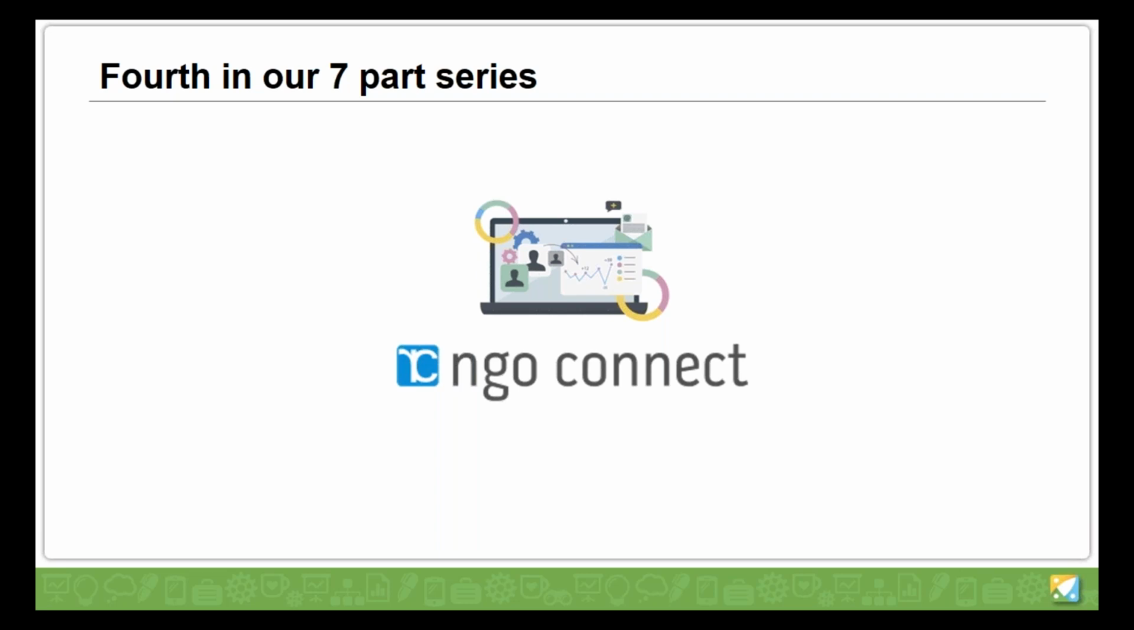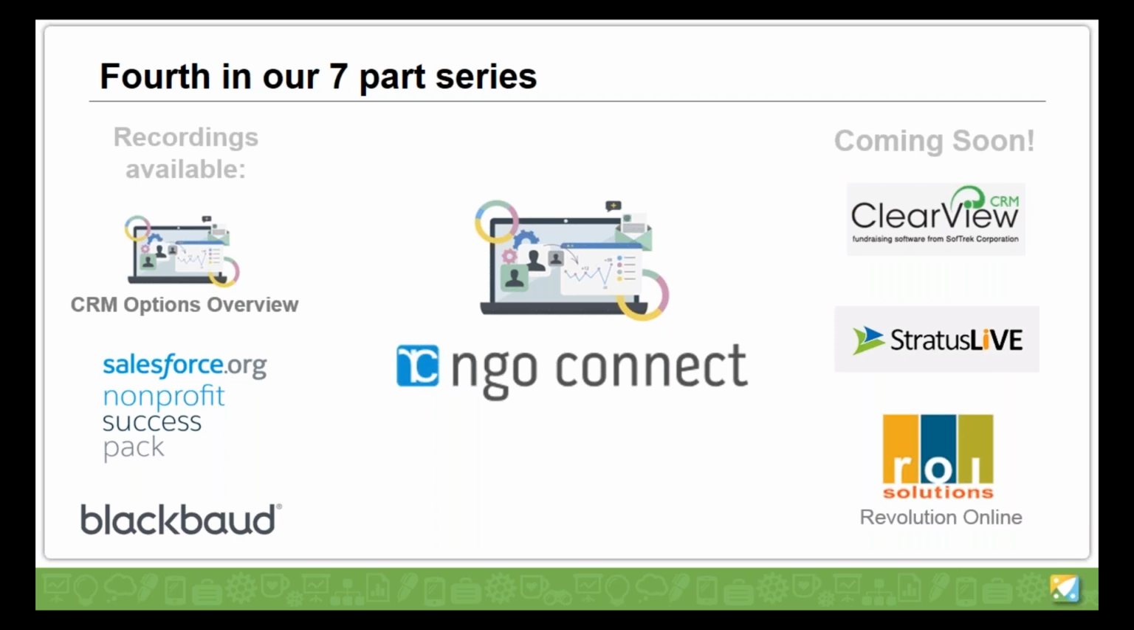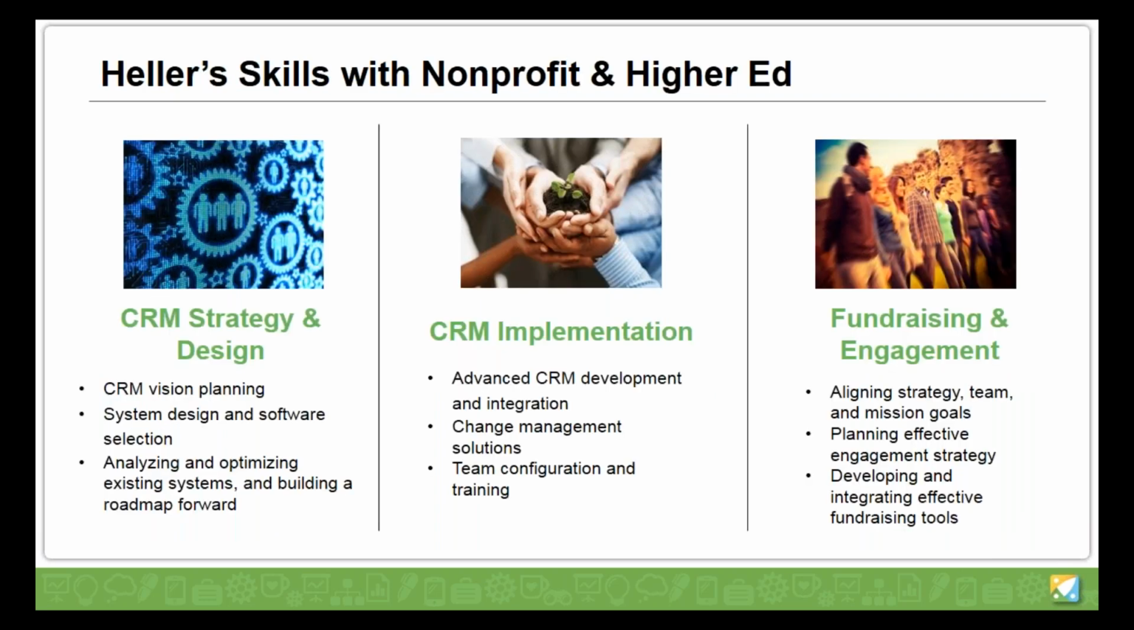But before we get started with Dan, I'm going to talk a little bit about the series and provide some context. We started this series in May, talking about tips and tricks for software selection, and we invite you to look at that webinar, which is available on our website. We had Salesforce.org, then Blackbaud, and today is NGO Connect. We also have 3 upcoming webinars with Clearview, Stratus Live, and ROI Solutions. Our goal is to give you a well-rounded view of the options out there for enterprise-type nonprofits. Be sure to go to our website to register for upcoming webinars.